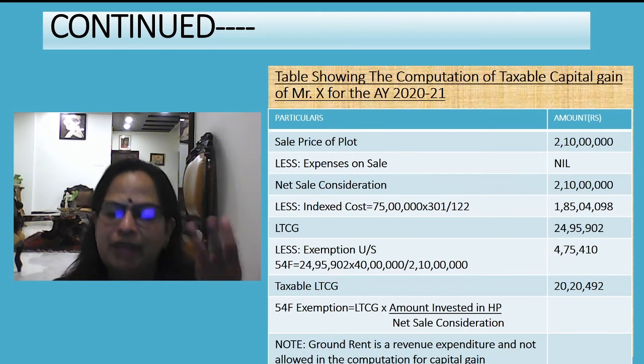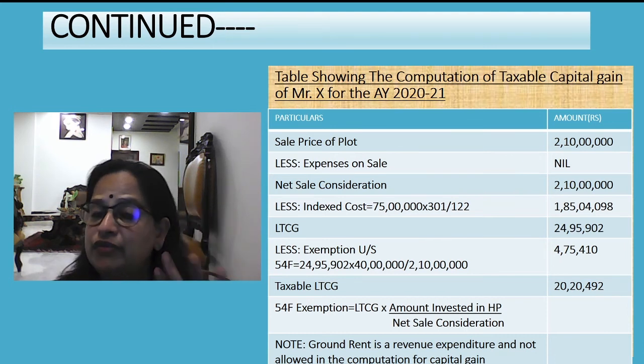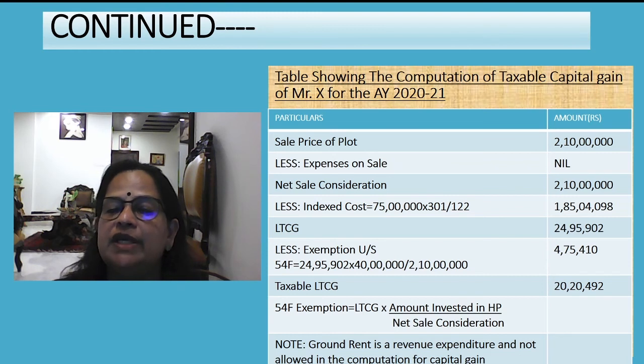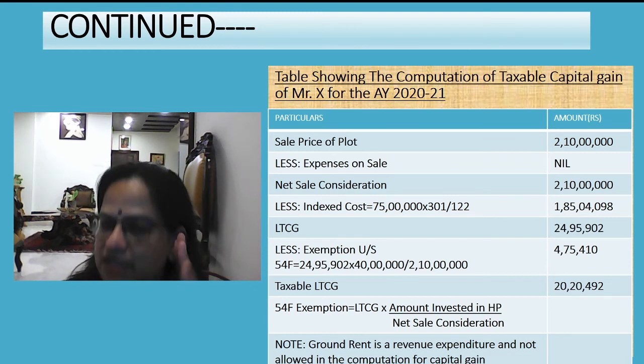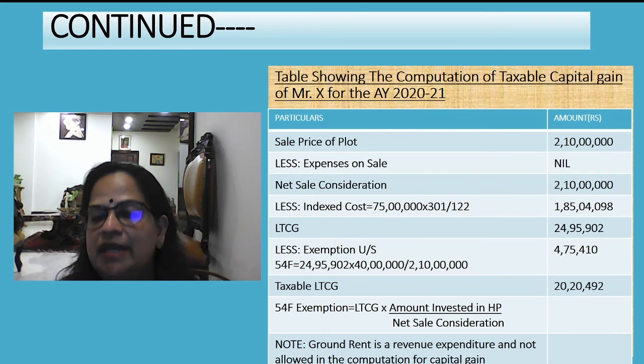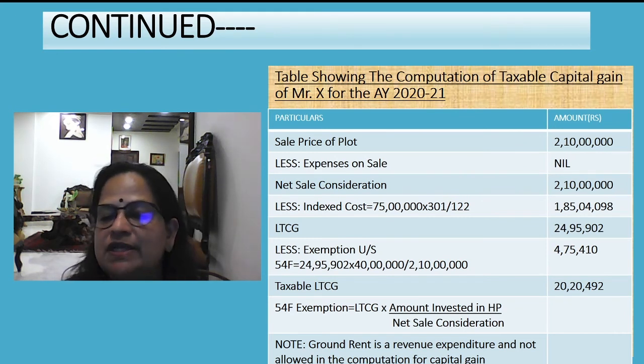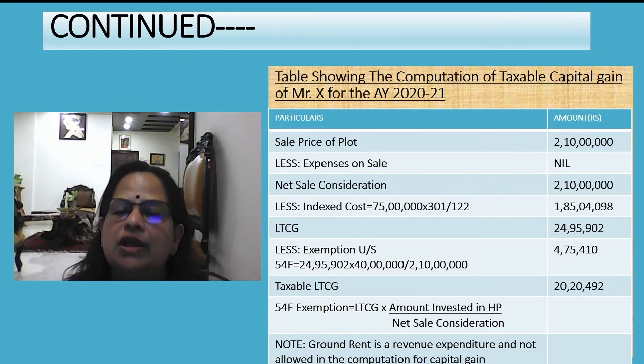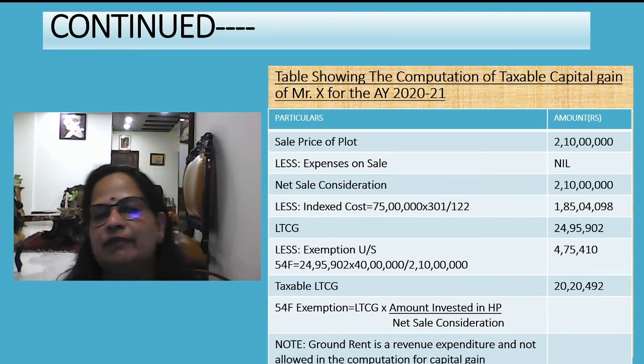20,492. One important thing you have to remember, ground rent 50,000 is given in the question. It is a revenue expenditure. Here we are calculating the capital gain. Only capital expenditure we will consider. Ground rent we will not allow in the computation of capital gain. So this is the module I want to explain for explaining section 54F.